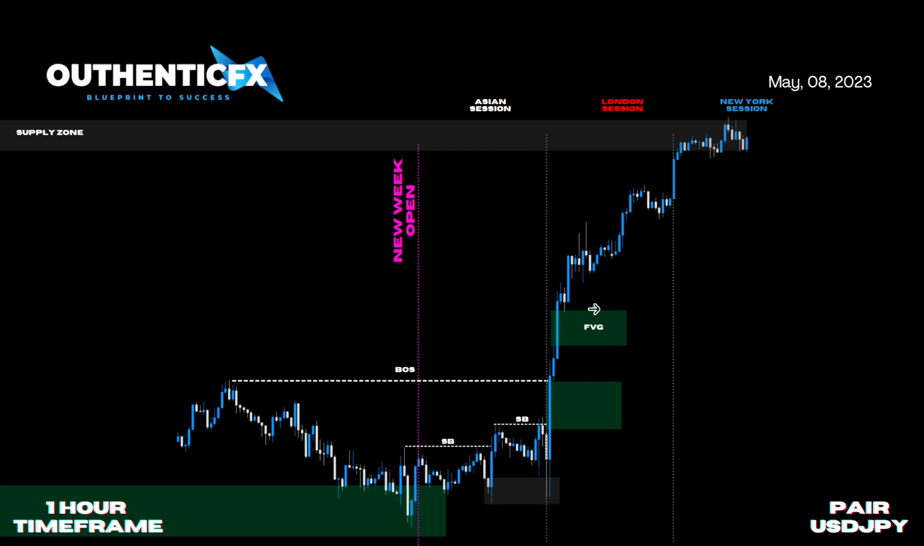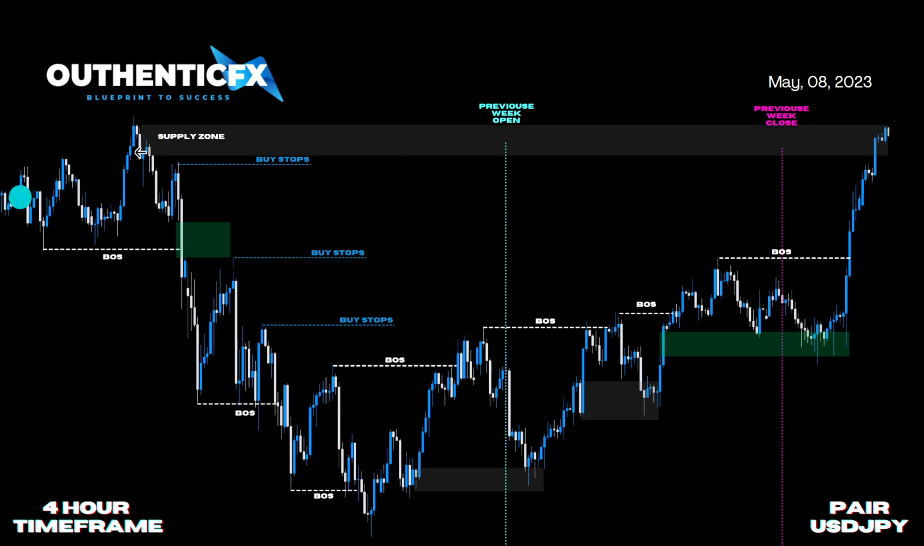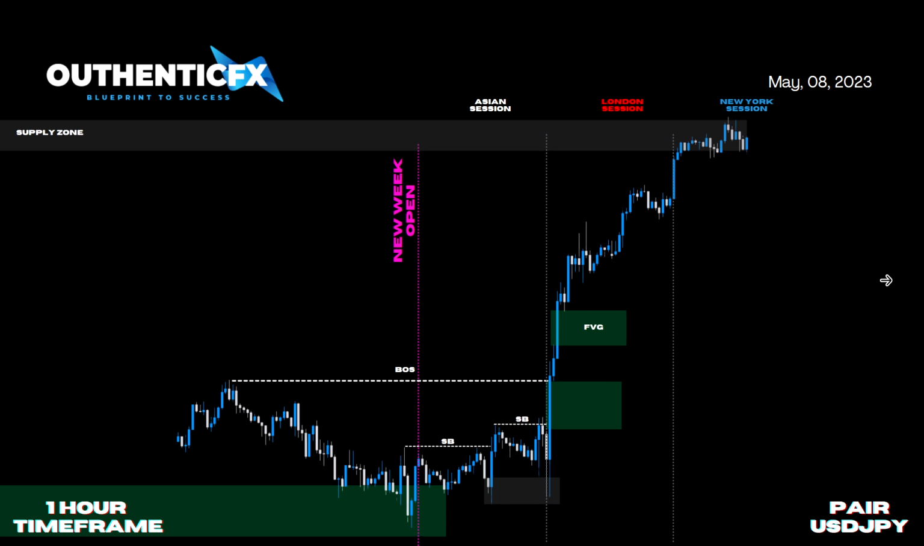So now we know that, okay, we've reached our higher time frame supply zone. We've taken out buy stops. So the only way forward is to take the trade to the downside. We are not looking for buys anymore because we've reached our point of interest. We've accumulated everything that we need. So now price opens up New York session. We are stuck in the supply zone.